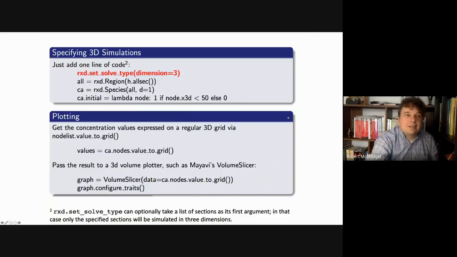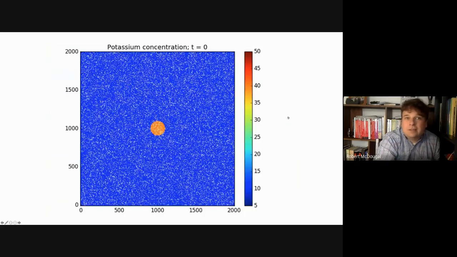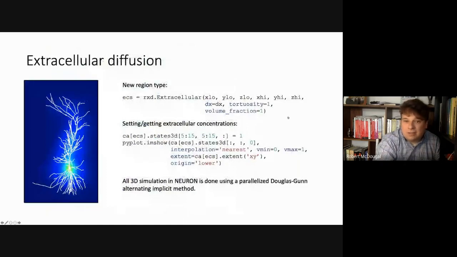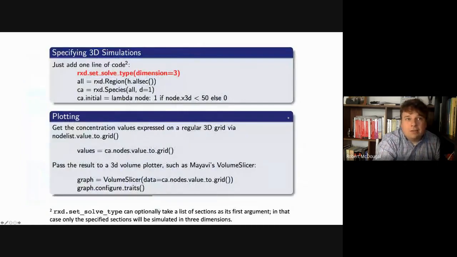Okay. And finally, as a final point, Neuron does that 3D extracellular. You just define the region, and everything's fine. In Neuron, if you want to do everything in 3D, you can do the inside in 3D too. Why not? And all you do is you have this one extra line that you add at the very beginning: rxd.set_solve_type(dimension=3). If you give it a list of sections, I care about this part of my cell in 3D.